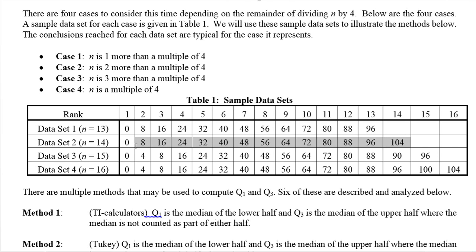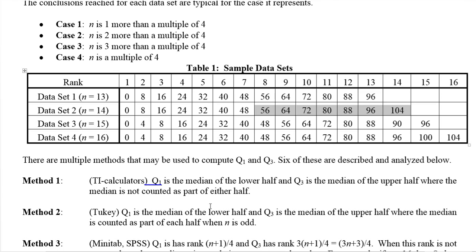So in the even case, for example here, the median is going to be halfway between the 7th and the 8th data point, so halfway between 48 and 56. So this time the lower half is here, and the upper half is here. And then you find the median of the lower half for Q1 and the median of the upper half for Q3. Pretty straightforward.